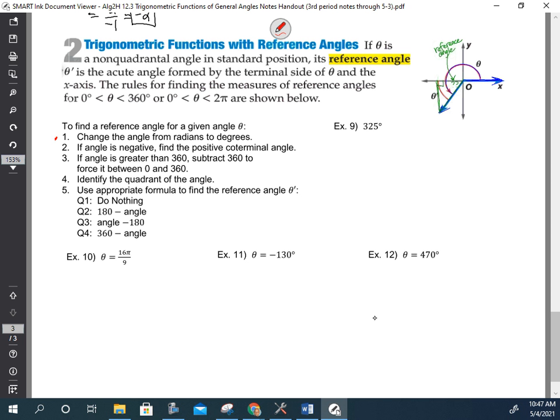Step 1. Change the angle from radians to degrees. Remember to change from radians to degrees, you take your angle and multiply it times 180 over pi. Now, in the case of example 9, we don't have to change that. It's already in degrees.